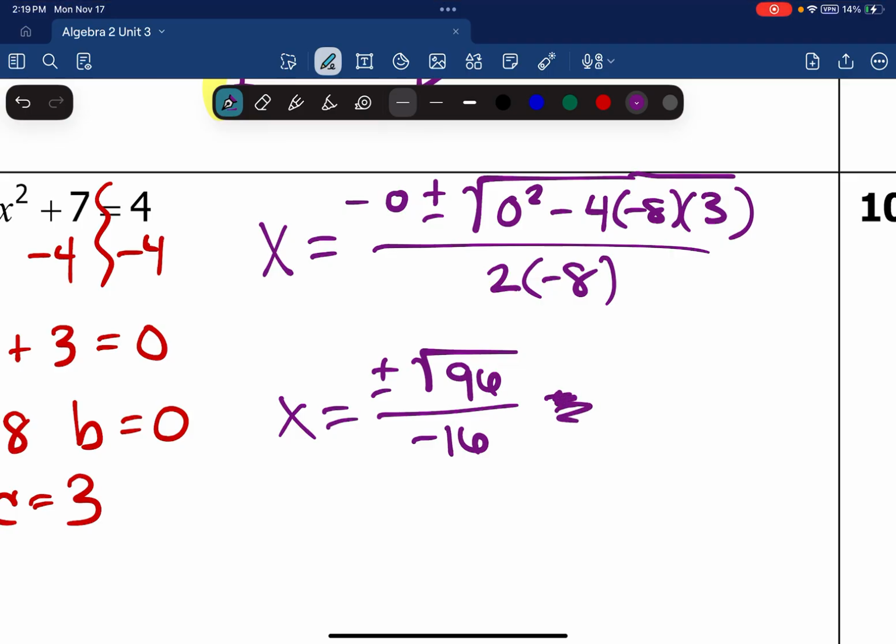Now we have to think of factors of 96. Factors of 96 would be 16 times 6.